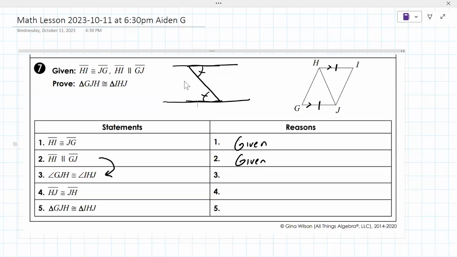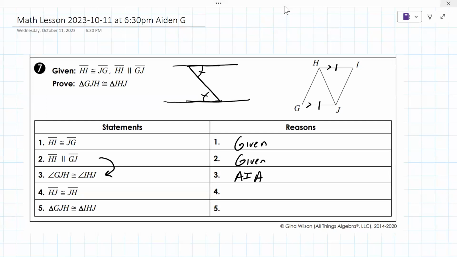Okay. So you can shorthand that if you want. You can go like AIA. I don't know if your instructor cares. What do you think? Will they be okay with that? Yeah, they recognized it all the time while we were doing it, so it's fine.